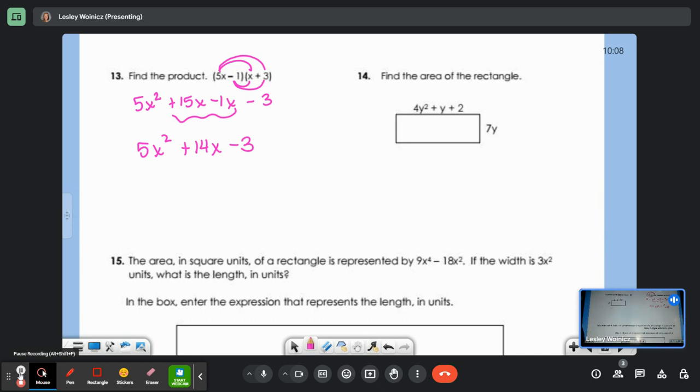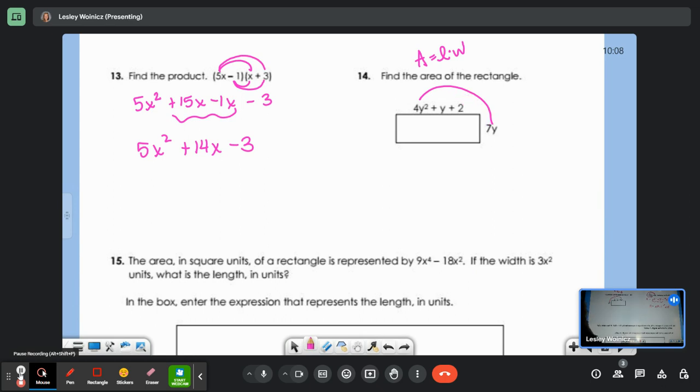Okay, how do I find the area of a rectangle? Length times width. So here I have a length and a width. What do I have to do to them? Multiply them. So if you want, you can rewrite it, or you can just distribute on here. If you want to rewrite it where the 7y is in front and you distribute it, that's fine. Otherwise, just do what I just did.